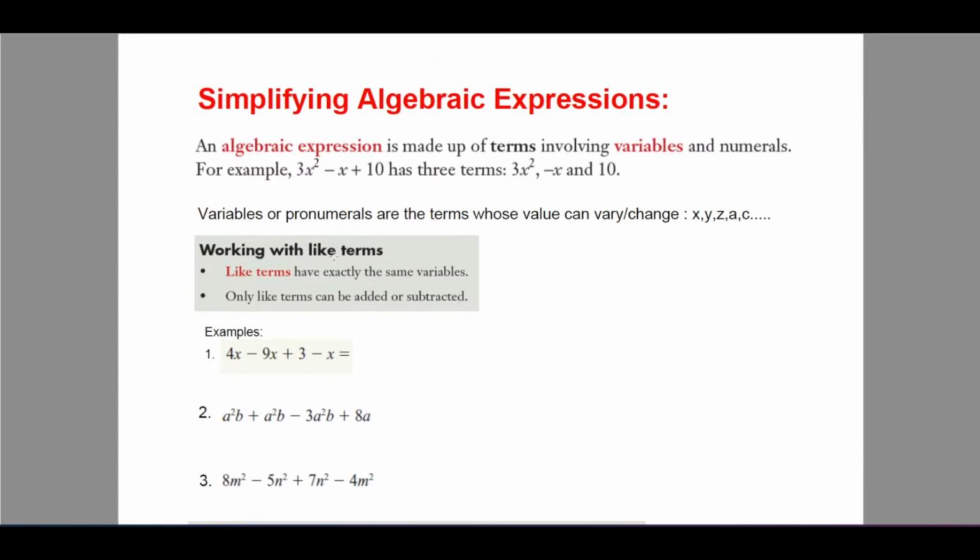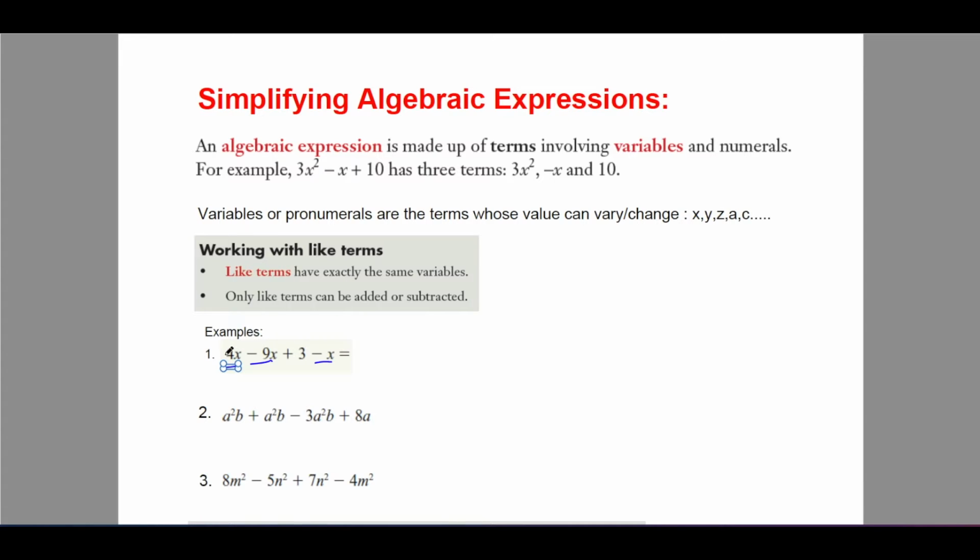Now to simplify an algebraic expression, you probably already know, but basically you just have to collect the like terms. So like terms have exactly the same variables. So for example, 4x, 9x, and x are like terms. You can think of these as 4 apples, 9 apples, 1 apple. Okay. Only like terms can be added or subtracted. So let's just take a look. So in this expression, if you had to simplify it, 4x minus 9x and minus x are like terms, so then they can be combined.